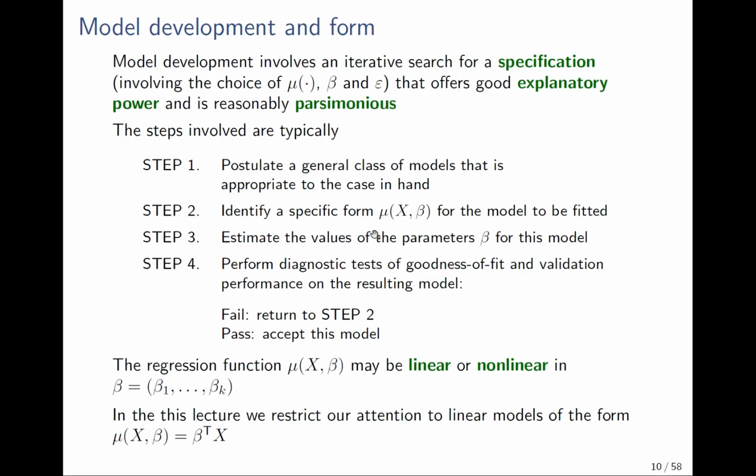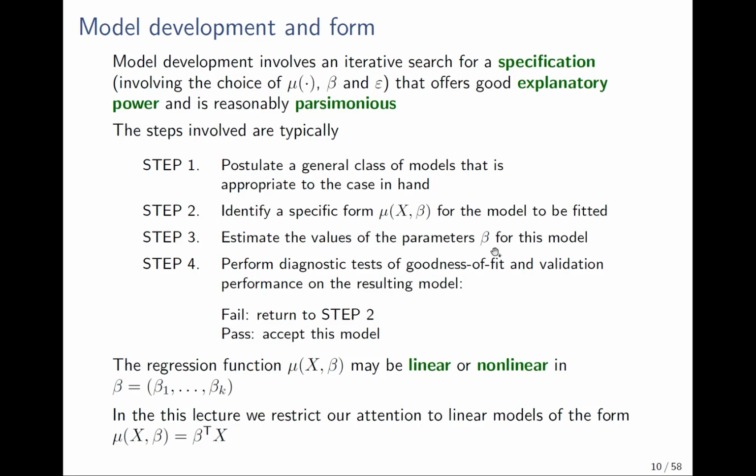We then identify a specific form for the model to be fitted. So we're going to identify our regression function. We then estimate the values of the parameters beta for this model that we've chosen. And we do this by applying a mathematical algorithm. And in this lecture, we're going to talk about two. We're going to talk about ordinary least squares and the maximum likelihood estimator.